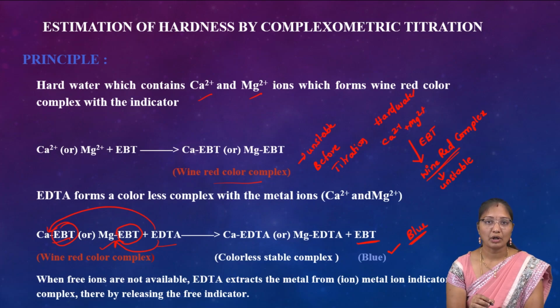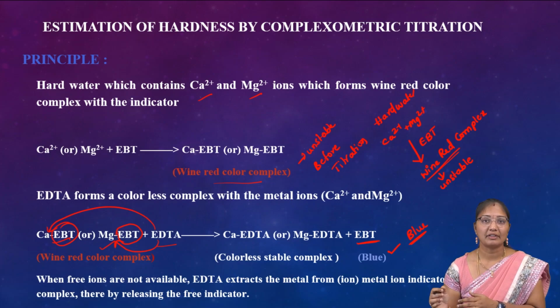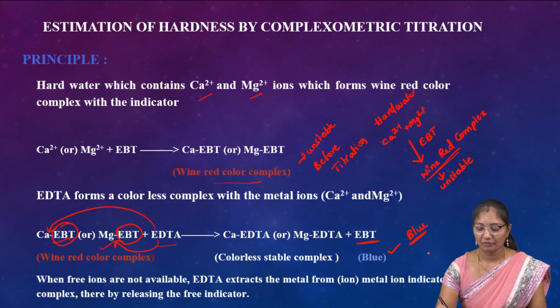When we titrate with EDTA, the free ions are not available, because all the ions present in the water have formed a complex with EBT. So the EDTA grabs or extracts the metal ions from the EBT, which is an unstable complex. When it grabs the ions from the EBT, the EDTA complex with metal ions is formed and EBT is left free in the water. This free EBT is the main cause of the blue color in the solution. So the end point is: first wine red before titration, and after titration, blue.